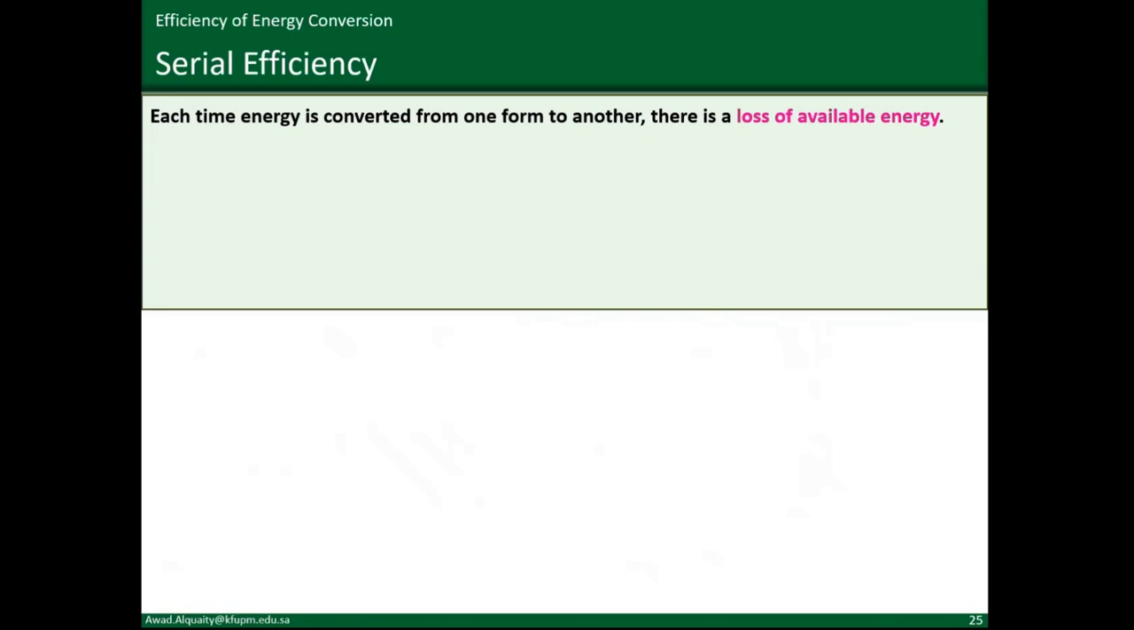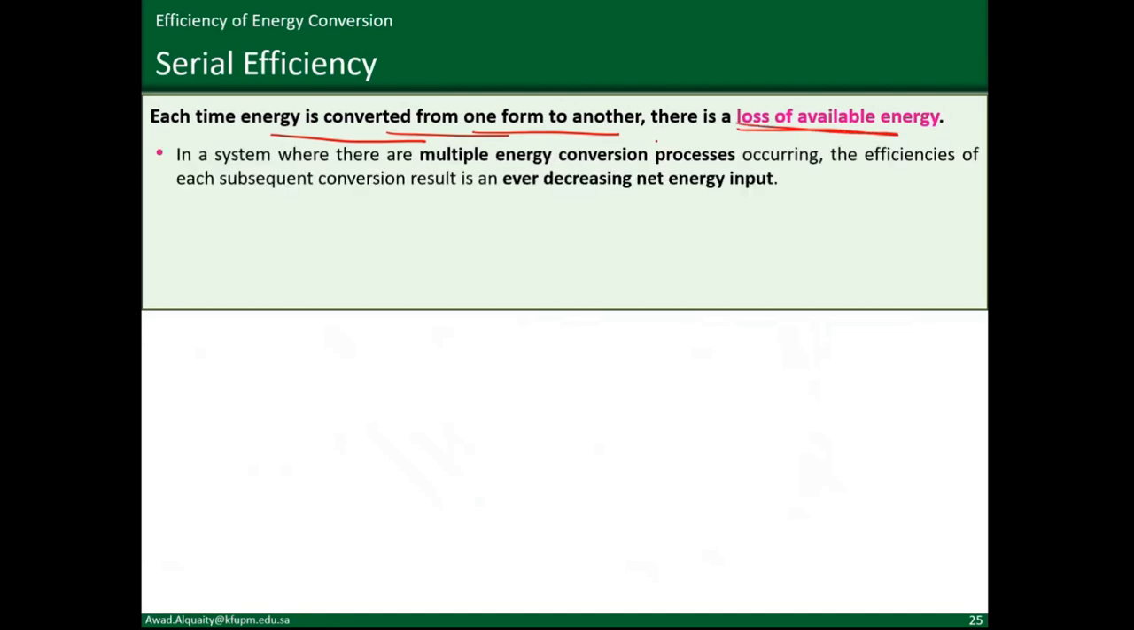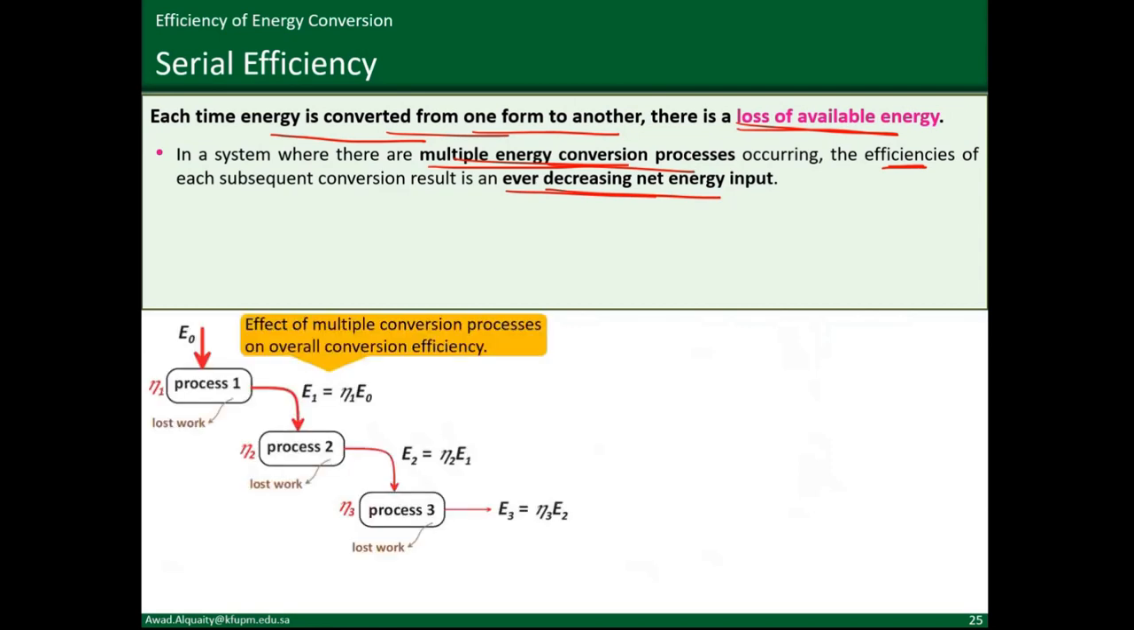Now, we have seen in the previous example that every time you convert energy from one form to another, there is going to be a loss of energy, right? And if you have a system which requires multiple energy conversion processes, just like most systems require, we know that there is going to be an efficiency for each step, which means that you're going to lose energy at each step. And the more steps you add, you're going to have more and more reduction in the energy input for the subsequent step, right?